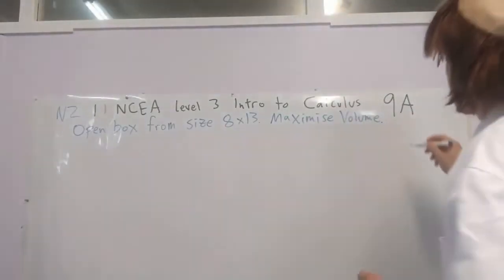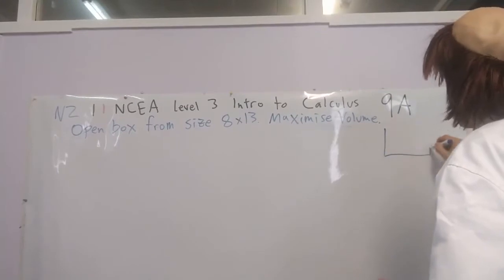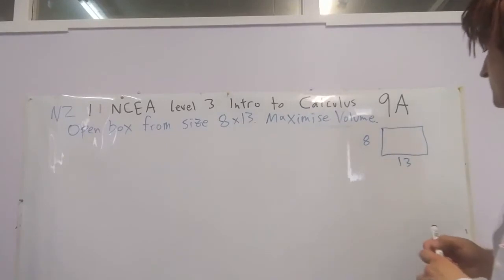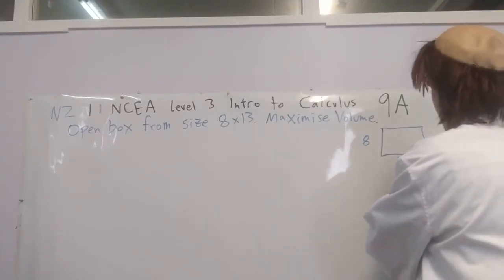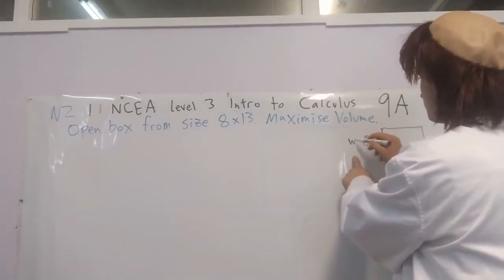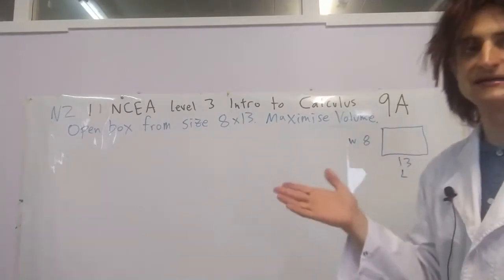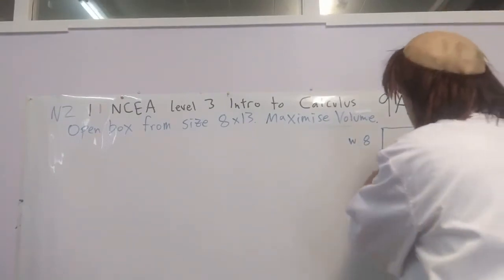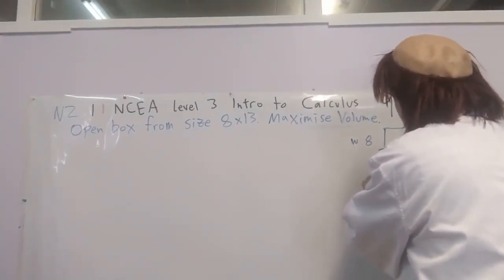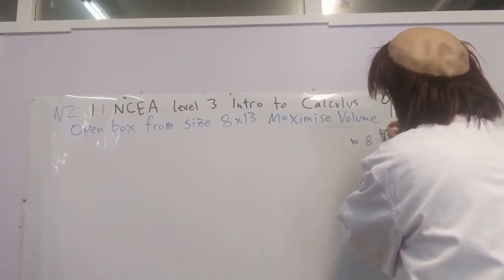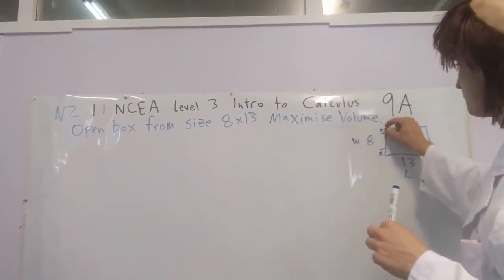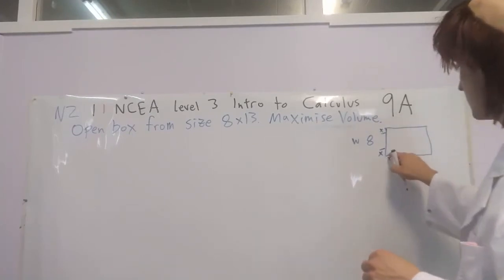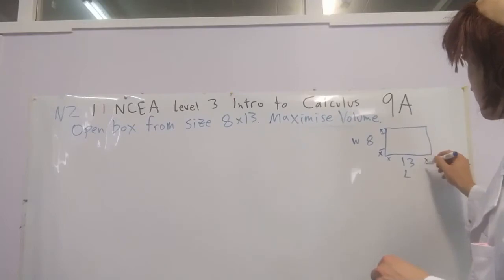First of all, let's create a diagram. This is 8. This is 13. This is the length. This is the width. And let's call it x, what we are thinking about cutting out. So as you can see, this right here would be an x, and this would be an x as well, from here to here. And also this way, we want to take out x from here and x from there.